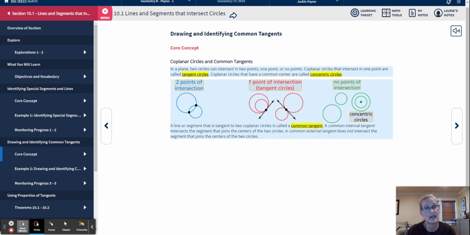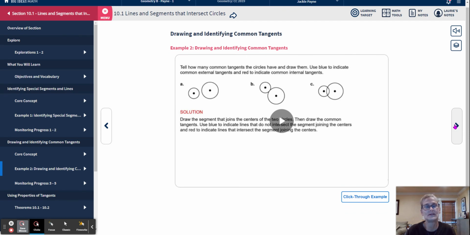A common internal tangent intersects the segment that joins the centers of the two circles. A common external tangent does not intersect the segment that joins the centers of the two circles. So this one would be exterior, this one would be interior, but it doesn't go through the blue part here.